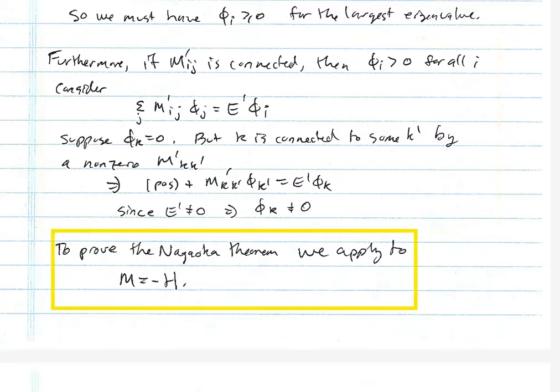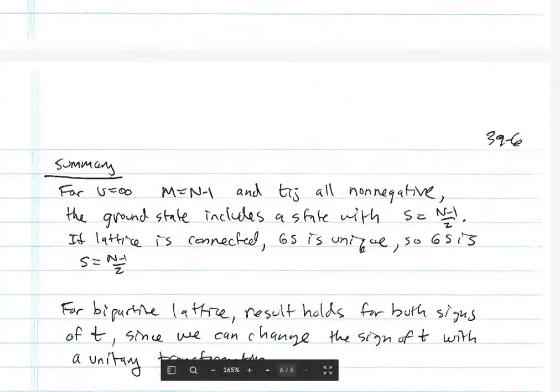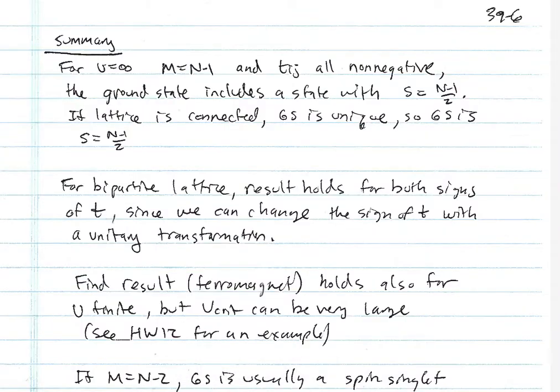Now, to prove the Nagaoka theorem, we simply apply this to a matrix given by minus h. You can show that such a matrix, when it's written in that many-body basis that we worked on, since all of the matrix elements are given by minus tij, that matrix is just given by tij, and we said that the tij, the hopping terms, are all larger than or equal to 0, and so that's enough to establish the proof. All right, it's time to summarize.